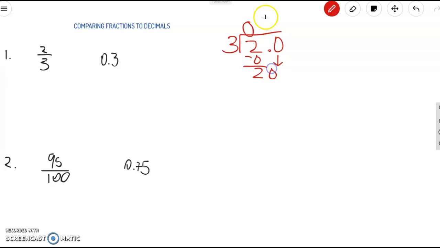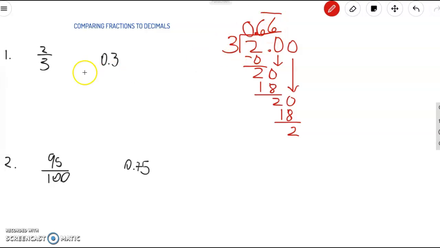3 goes into 20 6 times. 6 times 3 is 18. 20 minus 18 is 2. Make another 0. And you might have noticed this is turning into a pattern. It's the same thing that we just said, right? Because 3 goes into 20 6 times again. And we can already tell that this is going to be a repeating decimal. So again, we have 2 digits after the decimal point here. Same thing here. We can safely say that this is a repeating decimal.